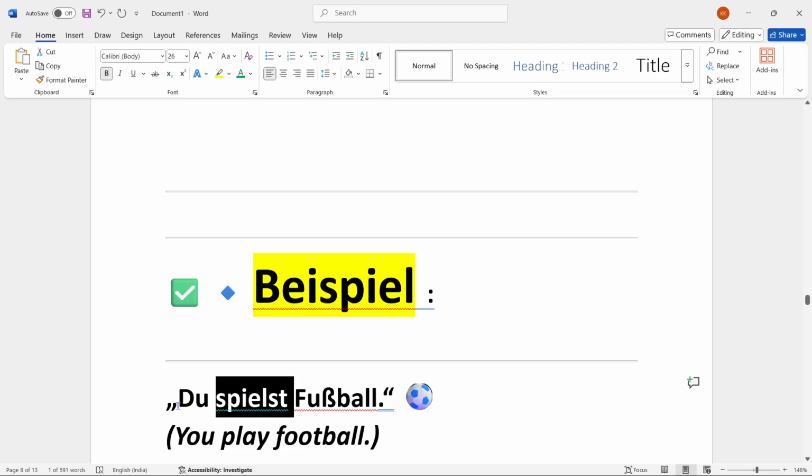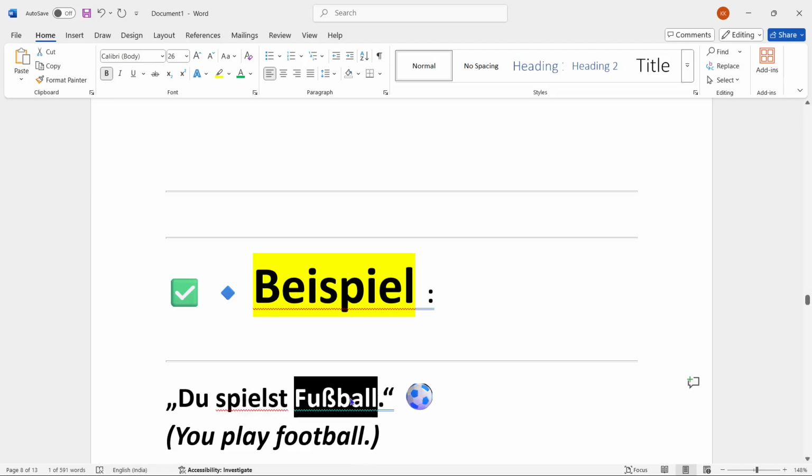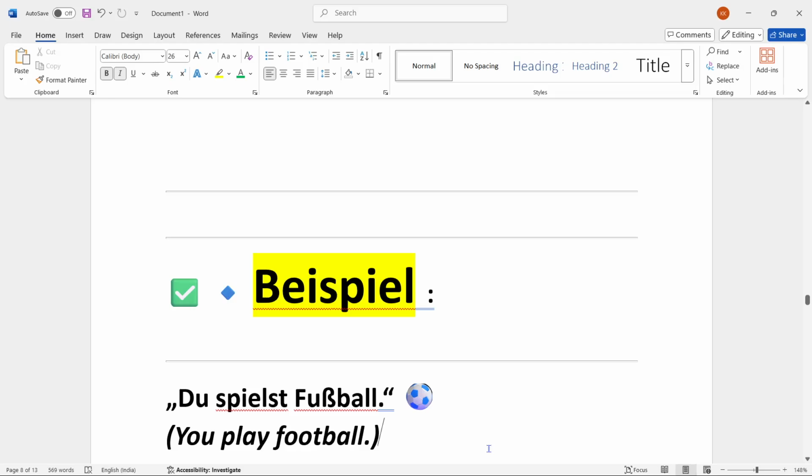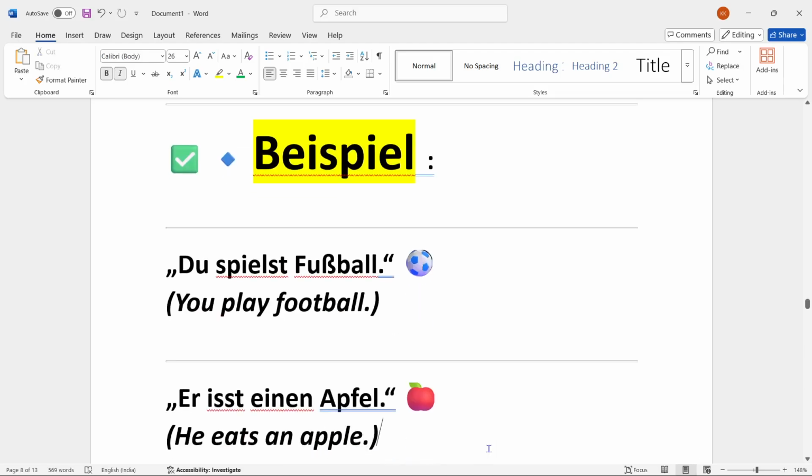Du spielst. Du ist our Subjekt. Spielst ist Verb. Fußball ist Objekt. So look at the Beispiel. Du spielst Fußball. Focus only on the verbs. Verb at the second position.